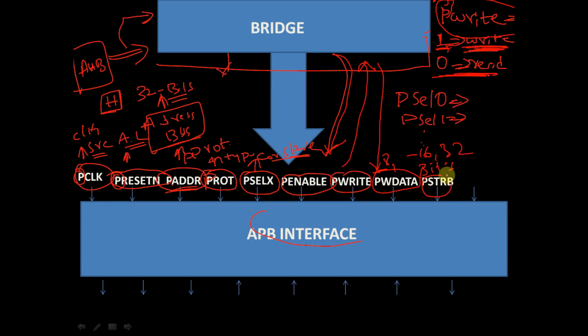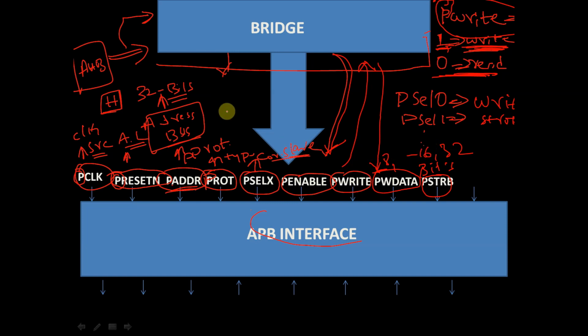This is basically a write strobe. This strobe indicates which byte lanes to update during a write transfer. There is one write strobe for each byte of the write data bus.